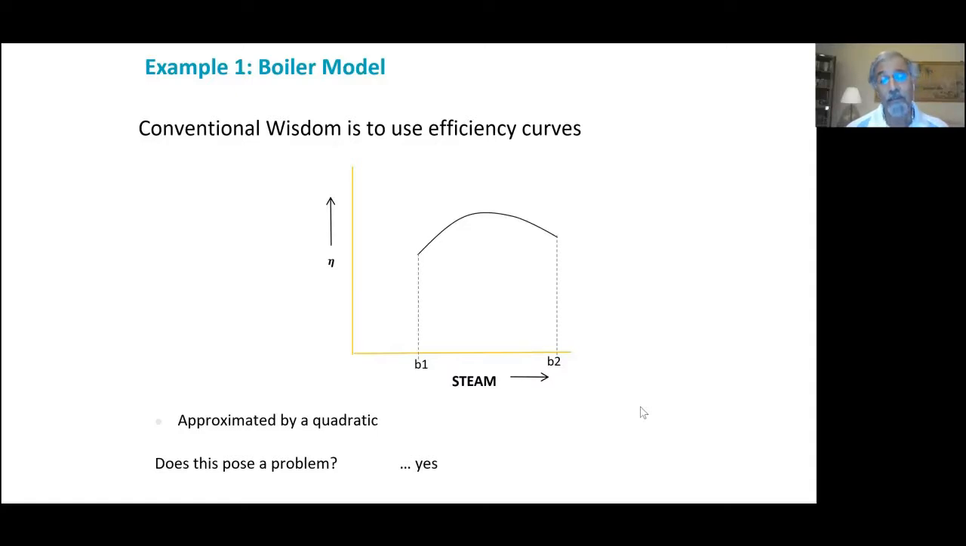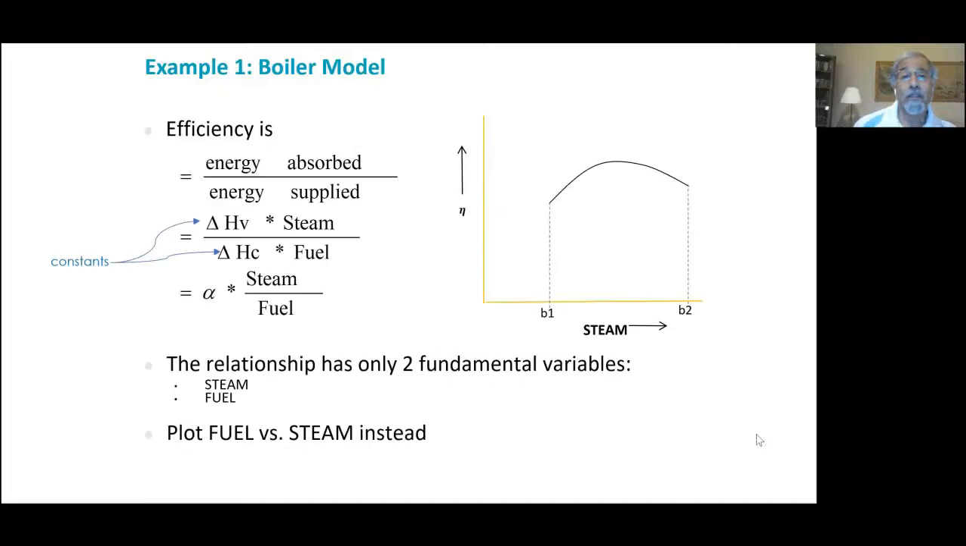Unfortunately, it does. We want to keep the formulations linear or mixed linear so we can get a global optimum. If you have a nonlinear model, the global optimality goes away. So what can we do about this situation? Let's think about efficiency.